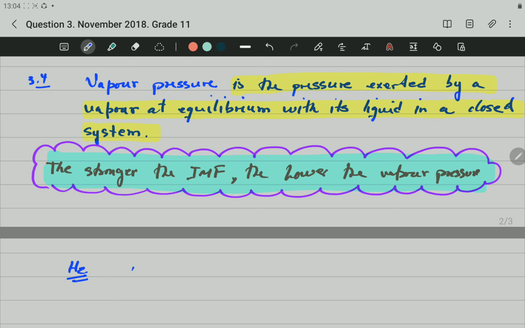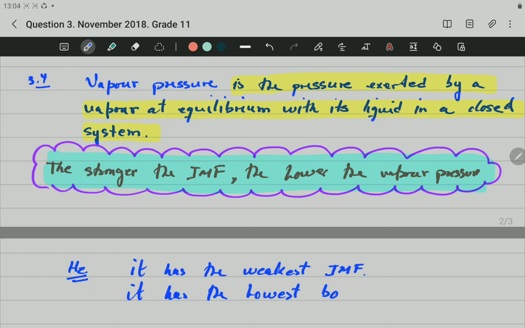Why does it have the highest vapor pressure? Because it has the weakest intermolecular forces of all. You don't have to explain in detail. And it has the lowest boiling point.